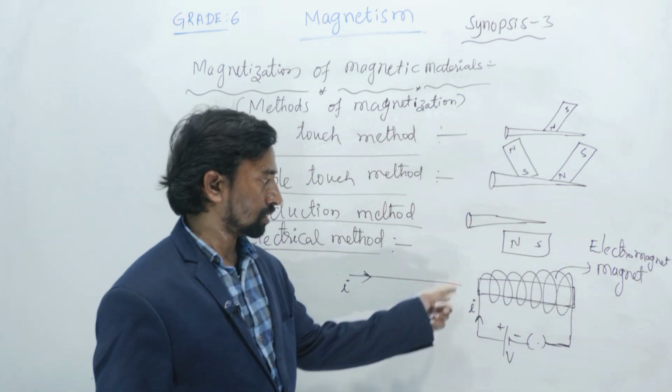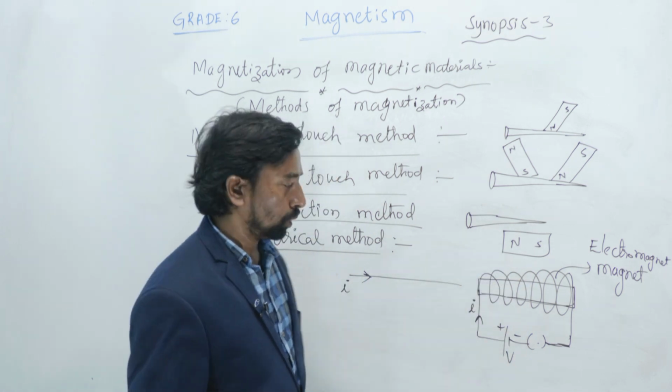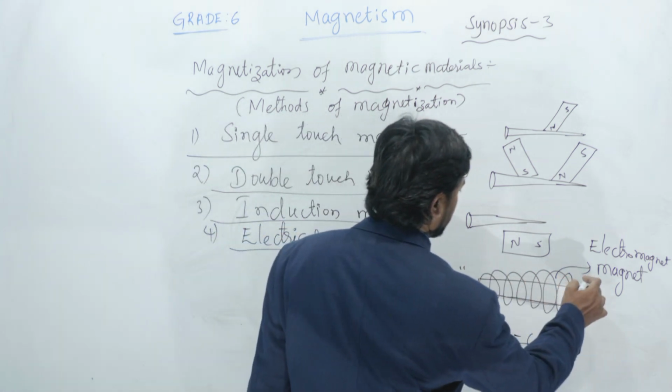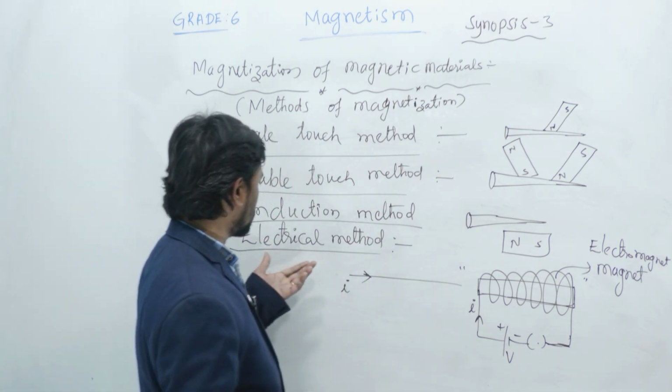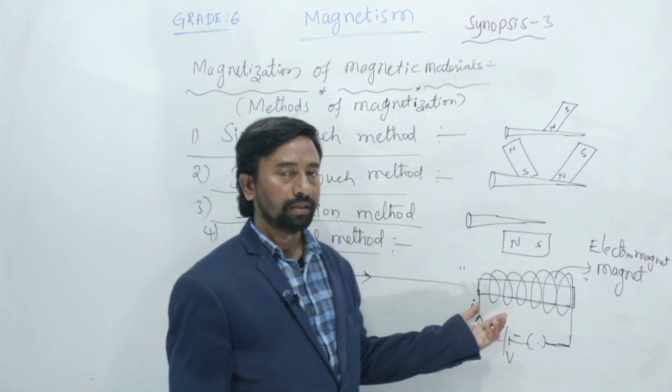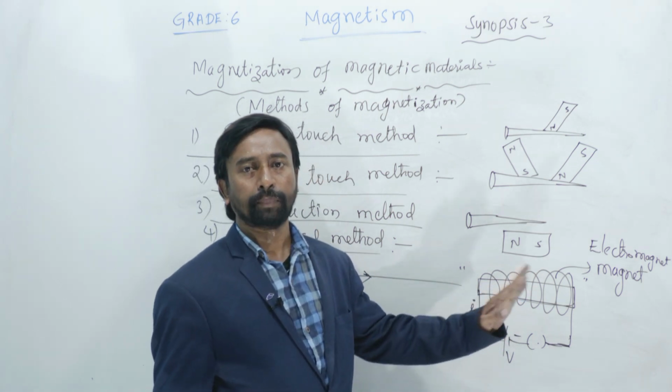Whenever the current passes through this coil, this whole thing will act like an electromagnet, and it is a strong electromagnet. The electric method is used to make a stronger electromagnet, but it is also a temporary magnet only.